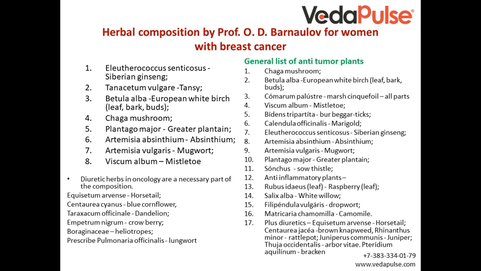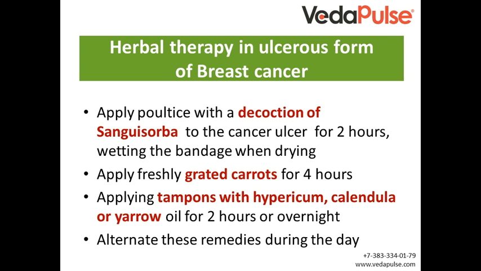In case of ulceration due to breast cancer, in those who refused to undergo surgical intervention or treatment due to older age, for example, a lady around 85 years of age, it is recommended to support the patient with a decoction of sanguisorba, and also grated carrots and tampons with oils. This scheme was suggested by Rim Ahmedov and was used by my colleagues and his followers, and it has proven effects in fighting ulcers, fighting inflammations, and bringing the ulcer up to scarring.